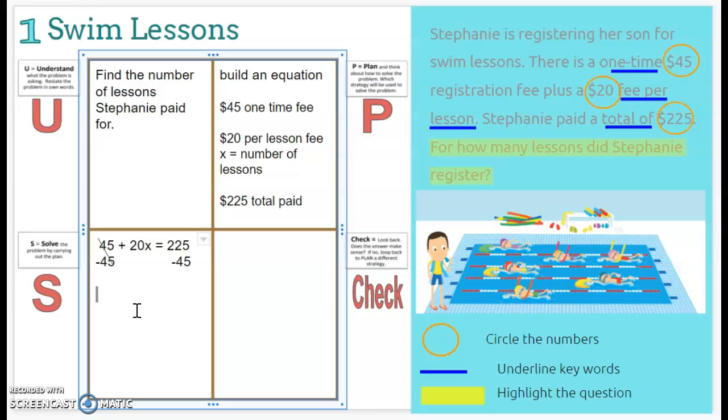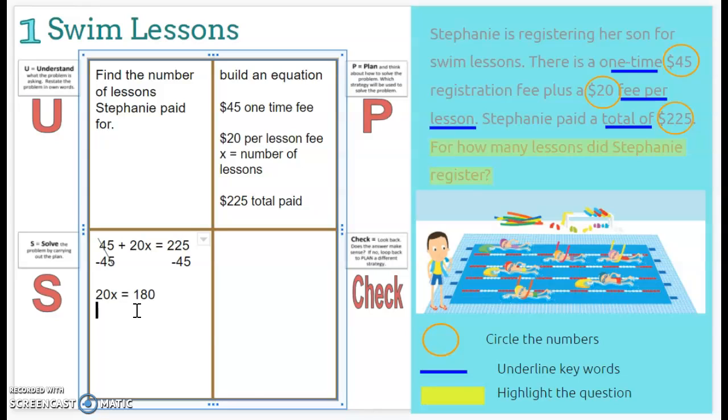And I have 20x equals, and then I have 225. Excuse me, as I get my calculator out because I actually didn't do this ahead of time. 225 minus 45 equals 180.